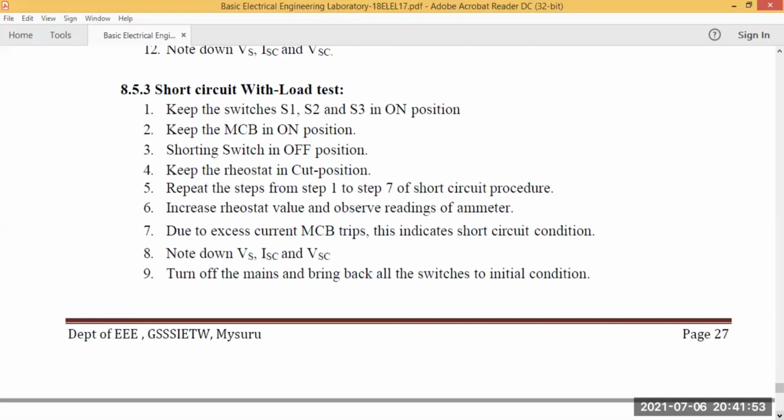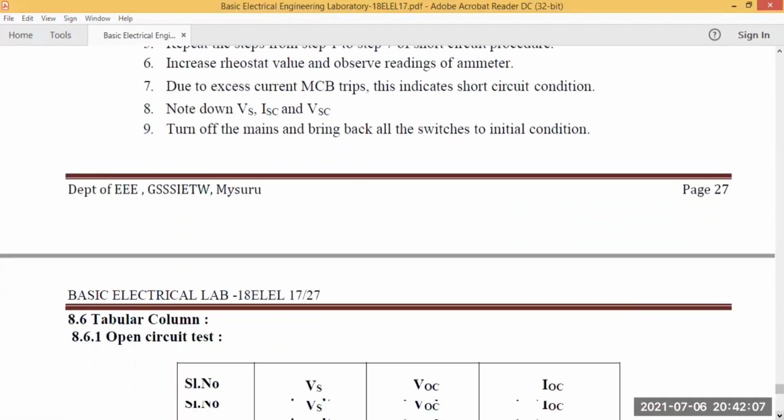Increase the rheostat value observing the readings of the ammeter. So you can easily find out the MCB trips after the short circuit condition. Note down the VS, ISC and VSC. Turn off the mains. So these are the procedures.